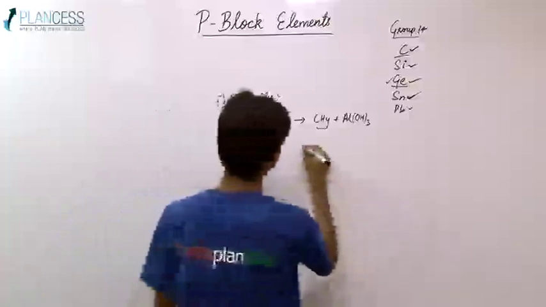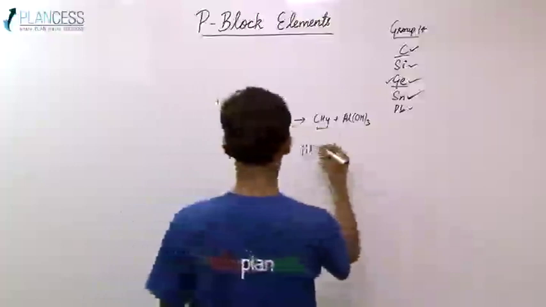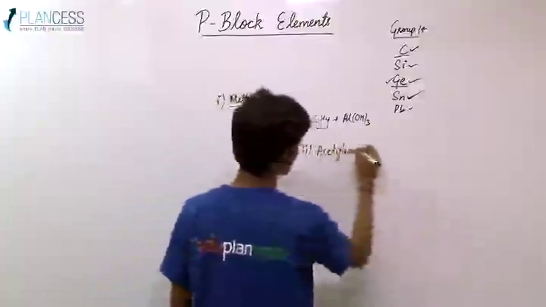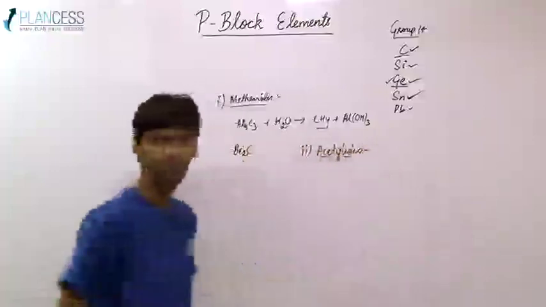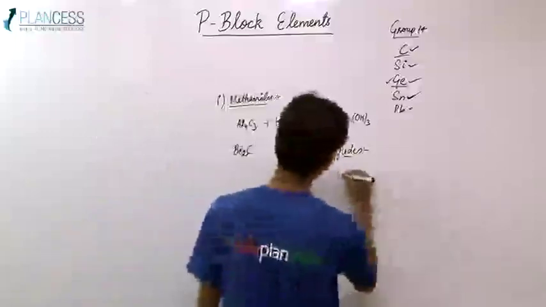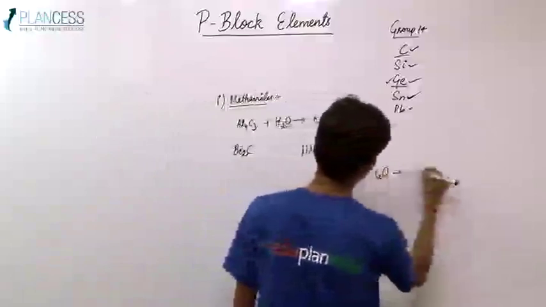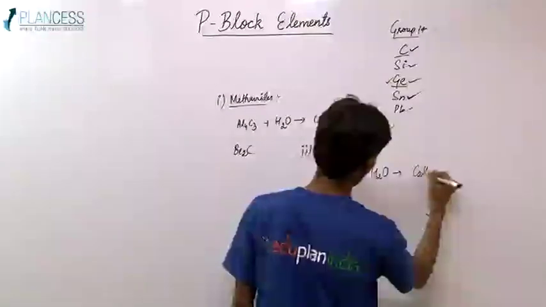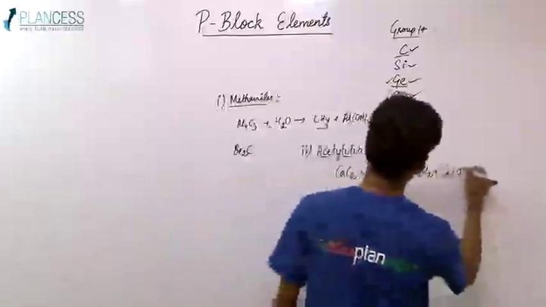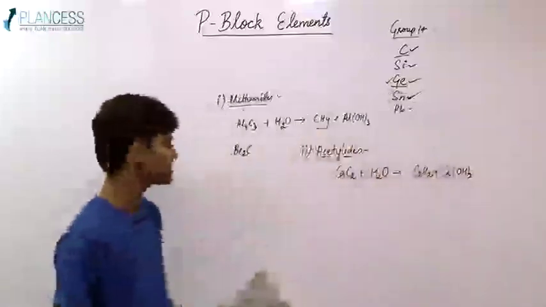The second type of carbides in this category are ethanides, acetylides or ethanides, acetylides. On hydrolysis these carbides give acetylene as one of the products. So for example CaC2 on hydrolysis gives C2H2 and Ca(OH)2. This is the reaction. Other examples of this would be SrC2 or MgC2, both of the same form.